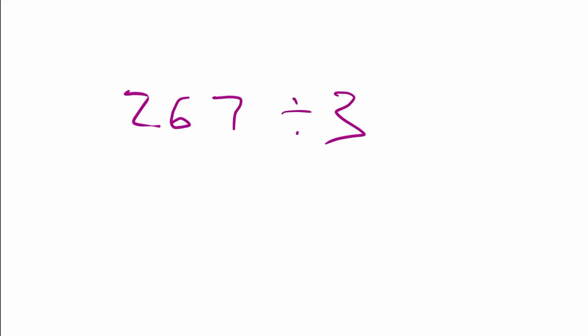All right, a bit of terminology first up. The number that you're dividing by something else, in this case the 267, that is called the dividend. The number that you're dividing by, in this case the 3, that is called the divisor. Now when we get to our answer, let's just put equals something. When we get to that answer, it is called the quotient.